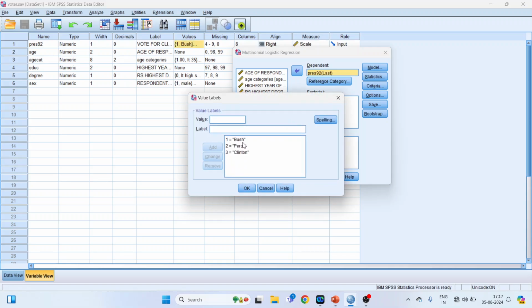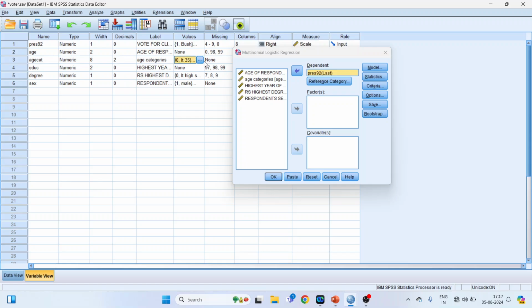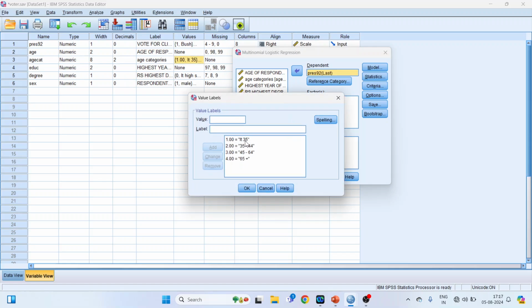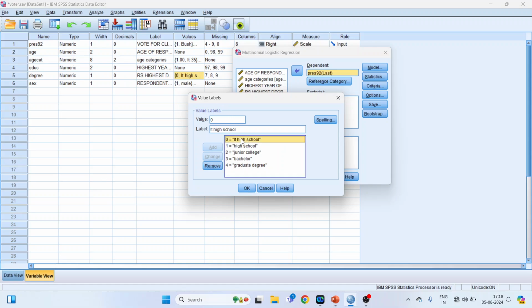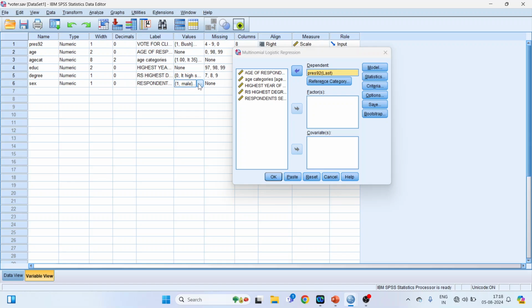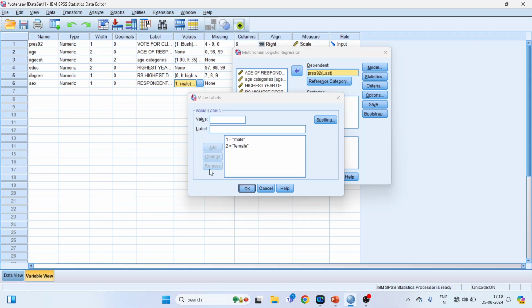Bush is given the code 1, Parrot is given the code 2, and Clinton is given the code 3. Age categories: 1 for less than 35, 2 for 35 to 44, 3 for the age group 45 to 64, and 4 for 65 plus. Degree: less than high school is 0, senior high school is 1, 2 is junior college, 3 is bachelor, 4 is graduate degree. And here the code is 1 for male, 2 for female.